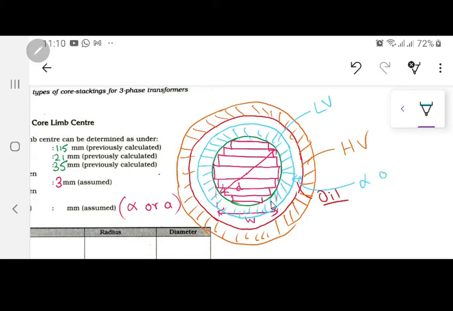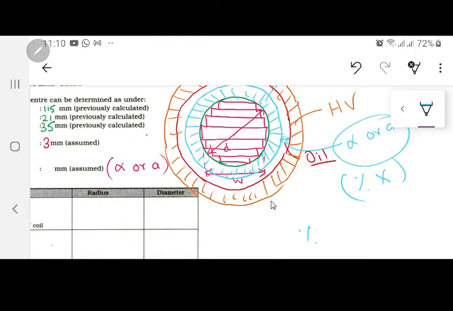If you keep this more, you will have more leakage flux. The low voltage winding and the high voltage winding are separated from each other, so you will have more leakage flux. More leakage flux means that percentage X is going to be more, and more percentage X means that your percentage Z, which is equal to the square root of X square plus R square, is more. So when X is more, your Z will be more.